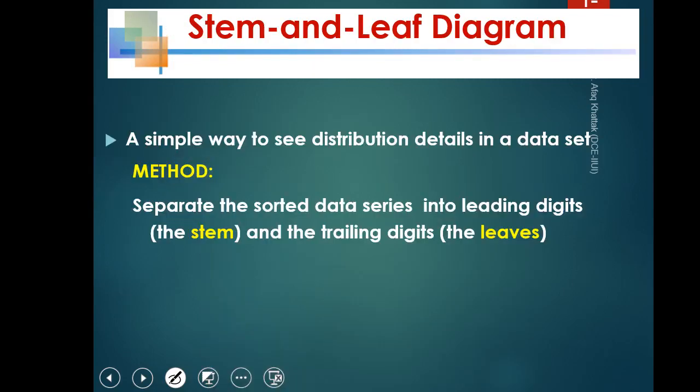Now there is another way to represent data, and that is known as the stem and leaf diagram. It's a very simple way to see the distribution detail in a data set. We see how the data is distributed and what the frequency of the data is. Its method is quite simple: just separate the sorted data series into the leading digit, which is the stem, and the trailing digit, which is the leaf. I will discuss that with an example.